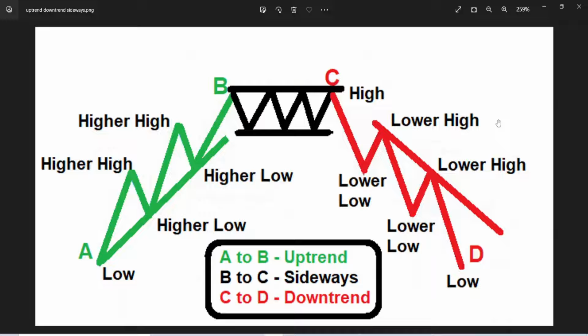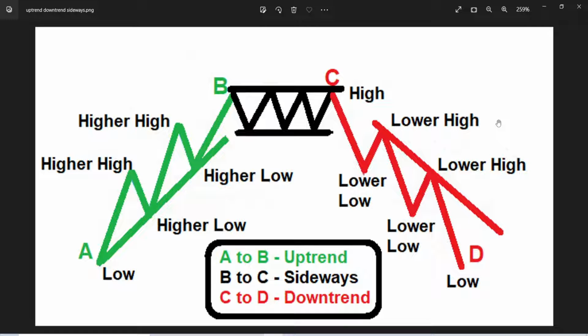Hello viewers, in this video let's learn price action based trend following by backtesting a historical chart. Okay, so look at the picture. A stock price always has three phases. One is uptrend, the next one is sideways, and the third one is downtrend.